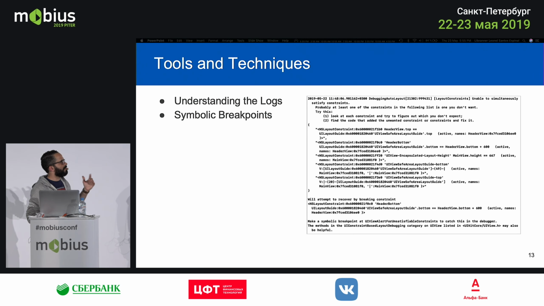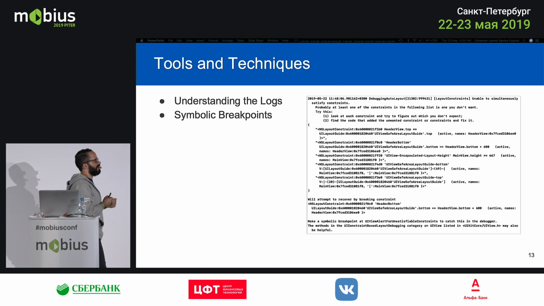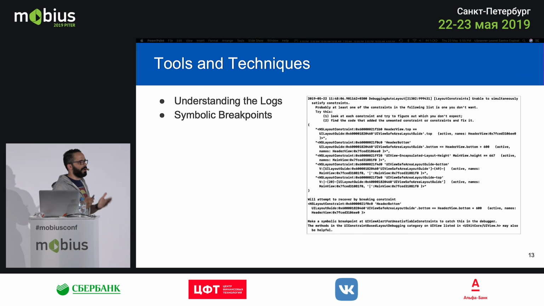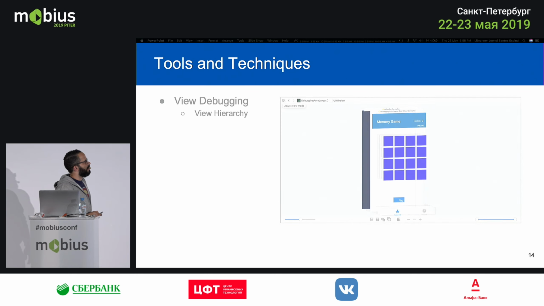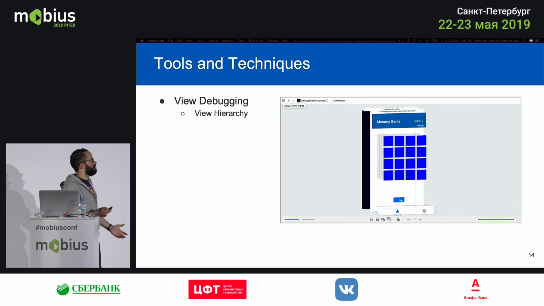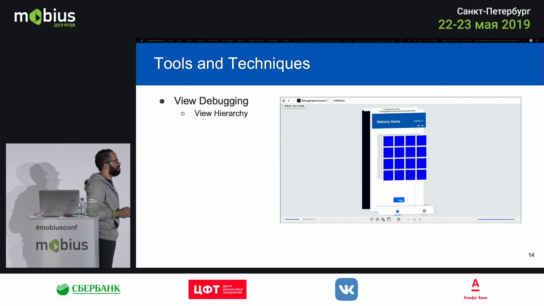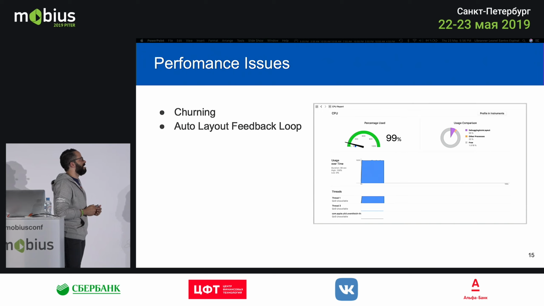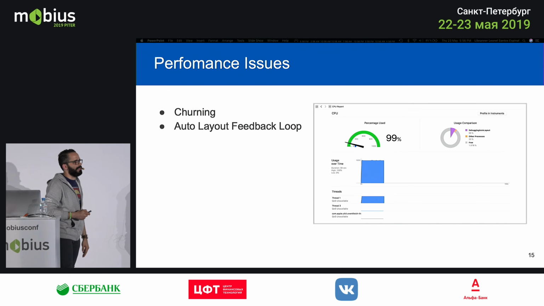So first, in the demo, we saw something about understanding the logs, what tools you need, visual format language, and how the symbolic breakpoints can help us know when there's something wrong with auto layout. Also, we saw the view debugging and the view hierarchy, which is an awesome tool you can use to check not only to solve auto layout issues, but to see if there's anything wrong with your UI. Also, we talked about churning, which, as I told you before, is one of the most common issues you find while working with auto layout. And also, we saw a little bit about the auto layout feedback loop.